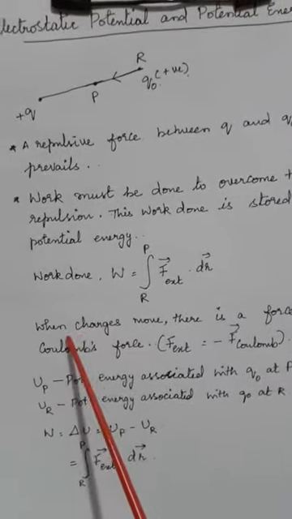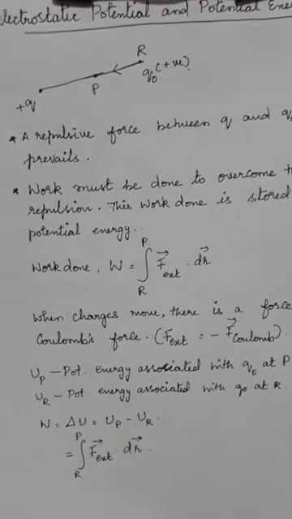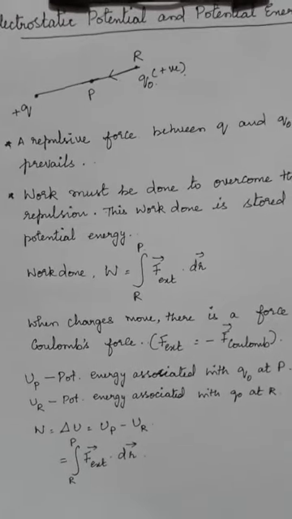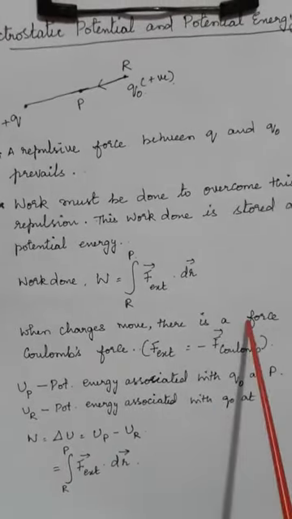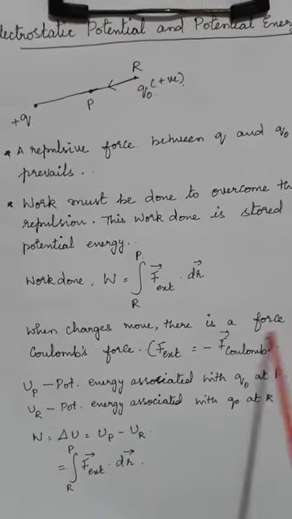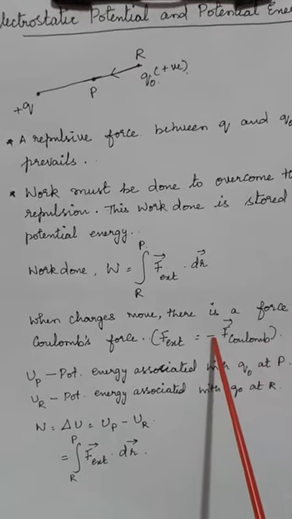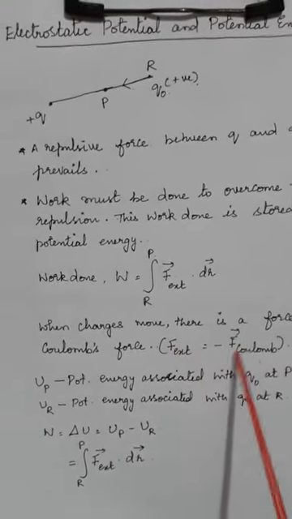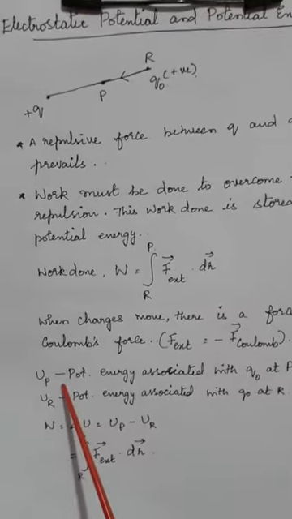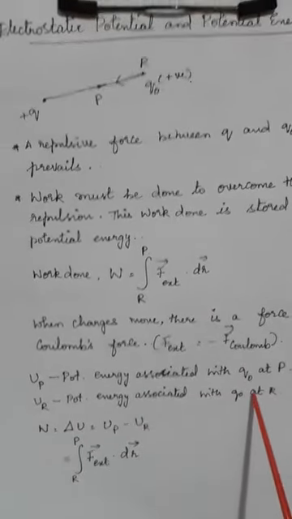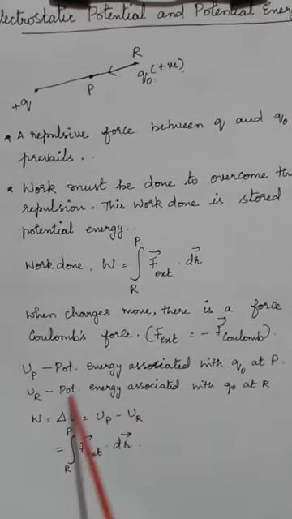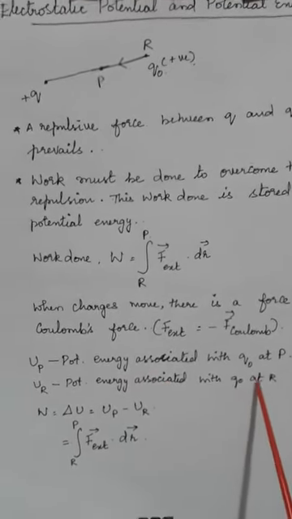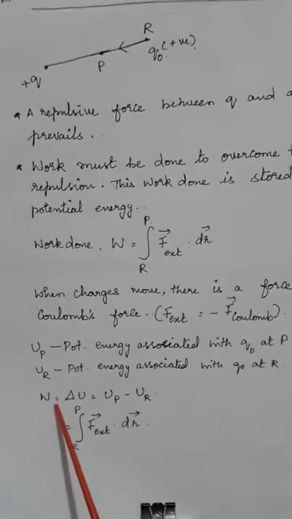But we have already studied in Coulomb's inverse square law. At stationary, it has some other force, but when the charges are going to move, there is a force which is called Coulomb's force, which is acting opposite. That is why it is written as F external is equal to minus F Coulomb. So UP is nothing but the potential energy with Q naught at P, and UR will be nothing but the potential energy associated with Q naught at R. So what will be the work done?